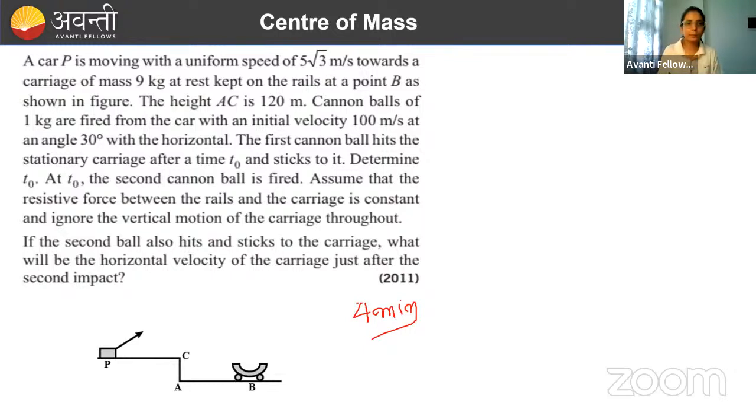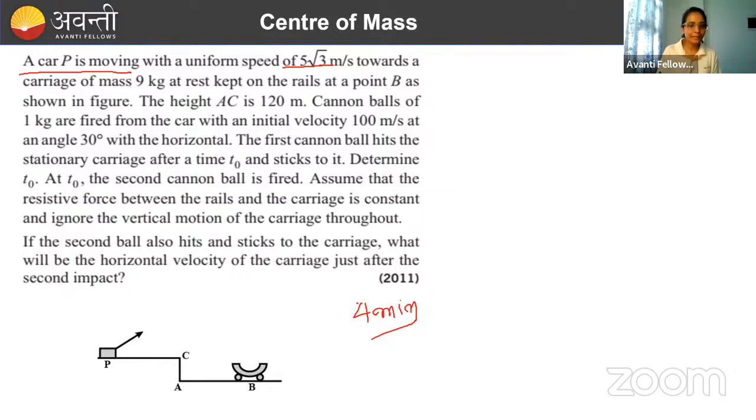So what is the case here, what is happening? There is a car P moving with a uniform speed of 5√3 meter per second. If some speed is just given and it's not explained with respect to what, then we assume it is given with respect to ground. So car P is moving with respect to ground with a velocity of 5√3 meter per second towards a carriage of mass 9 kg. Let us call it B. B has a mass of 9 kg and is at rest on the rail at point B.